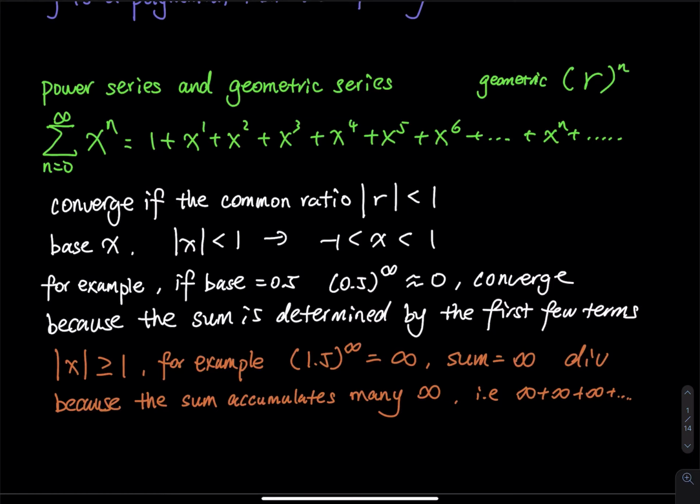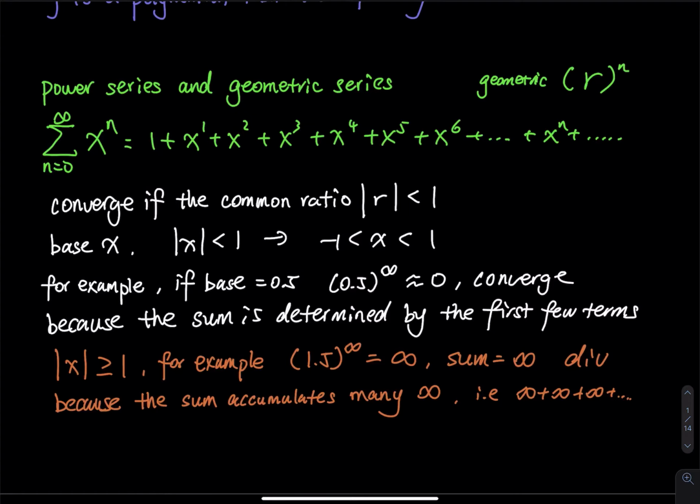Let's take a look at this geometric series. We have x raised to the n, which is the characteristic of a power series, right? But since you have x raised to the n, x serves as a base, so x is my common ratio. So with x to the n, when n equals 0, x raised to the 0 is 1. When n equals 1, we have x raised to the first, then x raised to the second, x raised to the third, and so on.